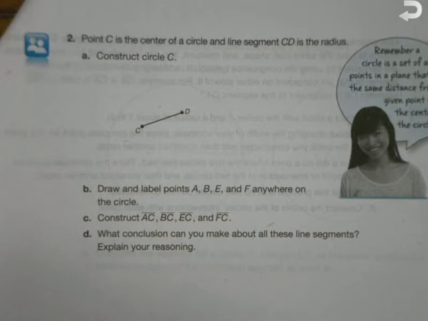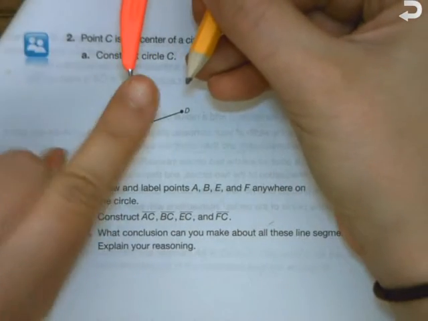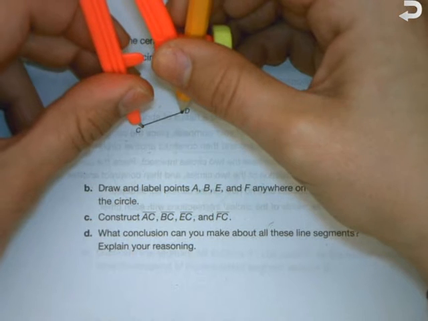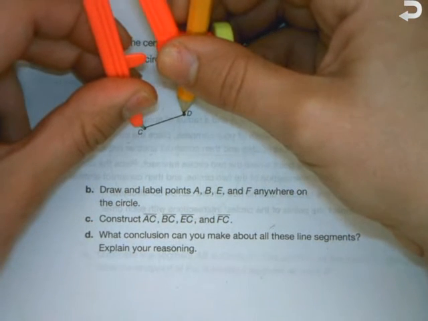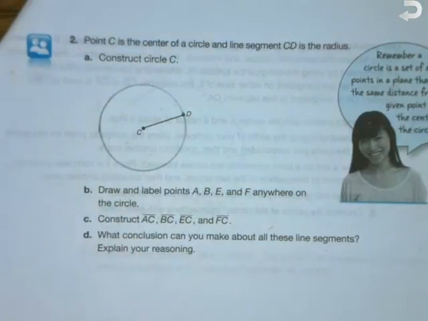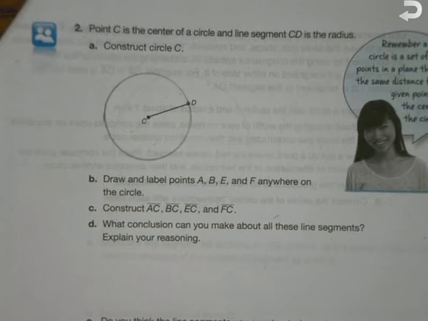Draw a circle around it. So if C is our center, you're going to put your pointy end on C, and we're going to make the compass the same length as CD, and then we're just going to draw a circle around it. So it should look like this. There we go. Right? Your circle should look like that?